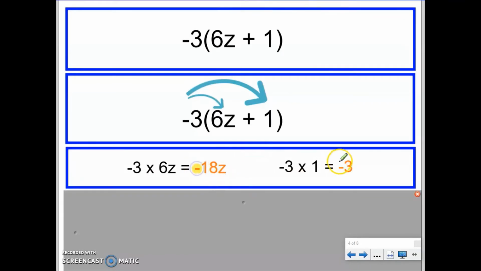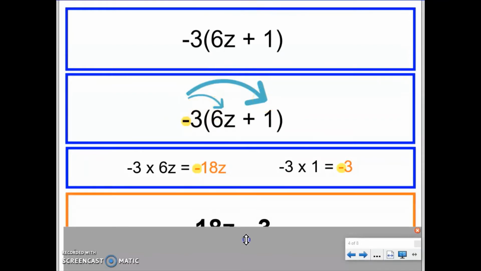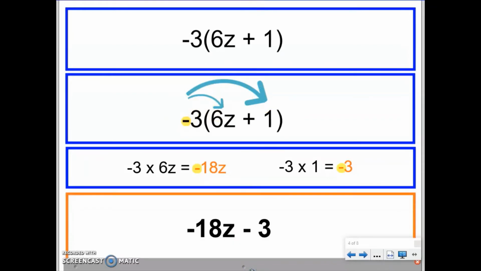Notice that both of my terms are negative this time because the negative outside the bracket is involved in both multiplications. When I put my terms together, minus 18z minus 3. This is the expanded form of this expression.